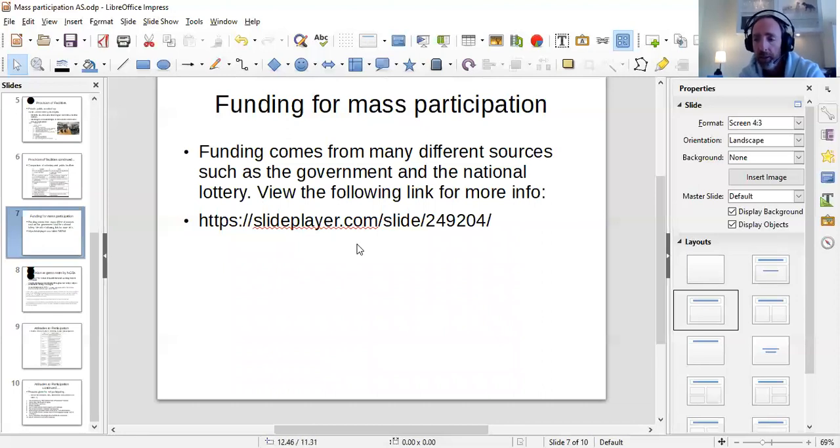It talks about the talented athlete scholarship schemes that are in place, the funding provided for people at different levels, etc. So please go visit that and work through that. It's quite a good page.